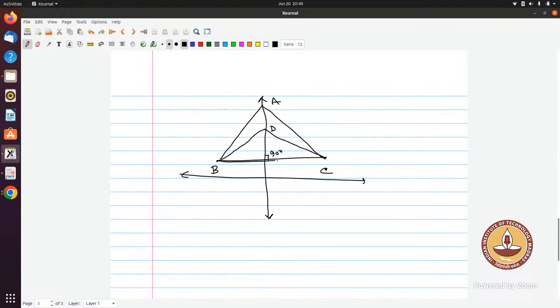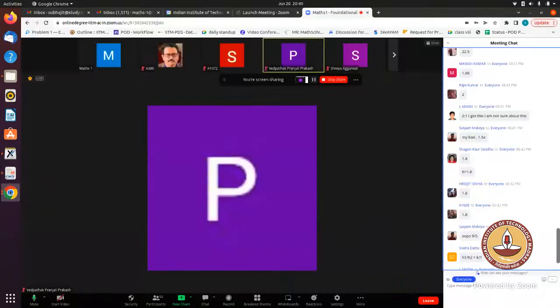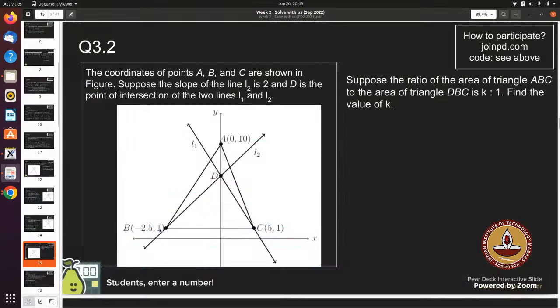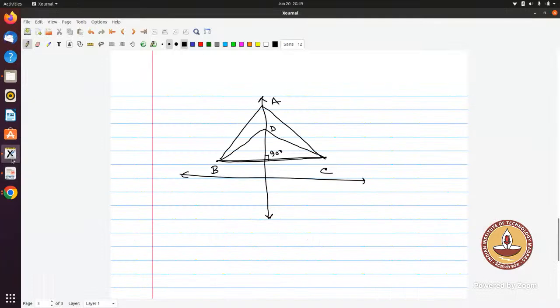Both of them are parallel to, I mean, both B and C. If you see the coordinates of B and C, both of them are 1. So this straight line is basically parallel to the x-axis, correct? BC line is parallel to the x-axis. Is it clear to everyone? Yes, sir. Because the y coordinate is 1 in both the cases. So this is the straight line y equal to 1. So this is parallel. So this is 90 degrees.